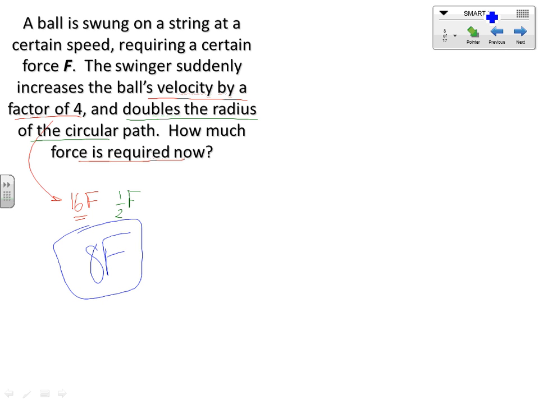And again, if you don't dig that, you can do this. F is mv squared over r. If you start the first one and say, okay, mass of 1, velocity of 1, radius of 1, oh wow, we get 1, right? Let's see, it doesn't say anything about the mass, so keep that the same. Quadruple the velocity and double the radius. Oh yeah, that's 8, right? 8 times as much. So if you want to use those simple numbers, feel free.